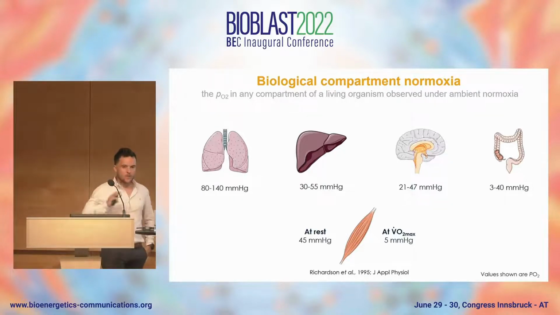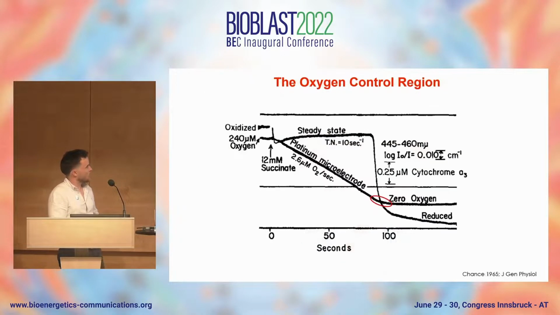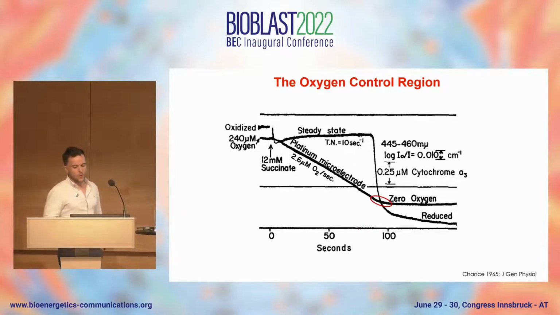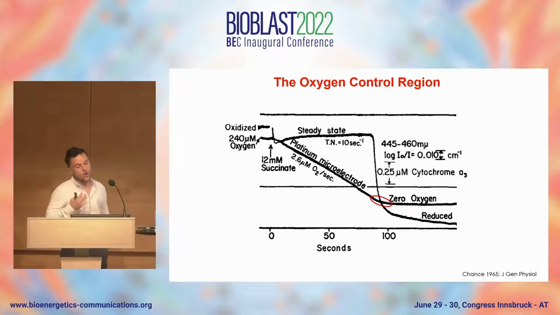But within the framework of the ABC, whether these intracellular oxygen pressures are functionally normoxic depends on whether they lie above or below the control region, a term that was coined by Britton Chance back in 1965. And you can see this oxygen control region highlighted here with a little circle, and we can see that the oxygen trace turns sharply to the horizontal. And it is within this region that oxygen pressure exerts control over respiration.